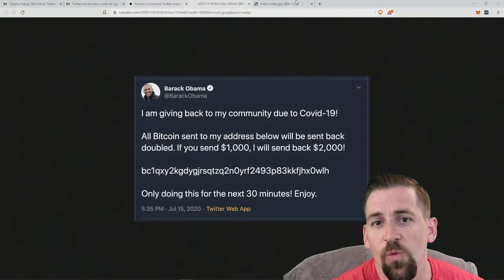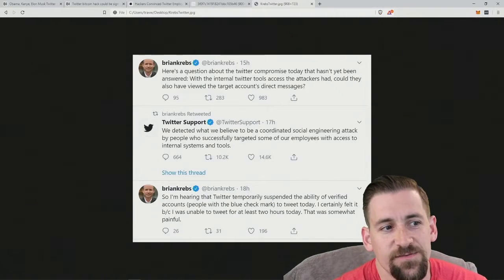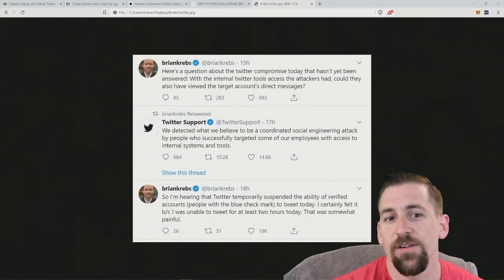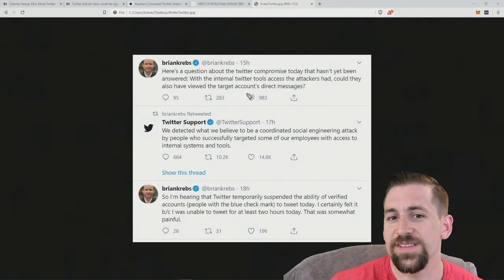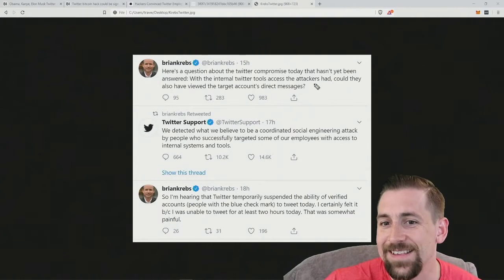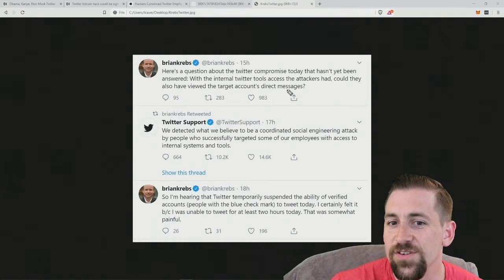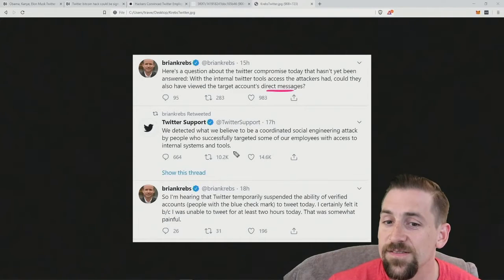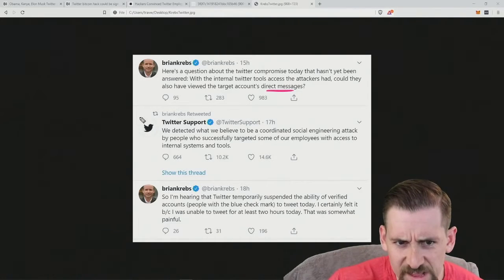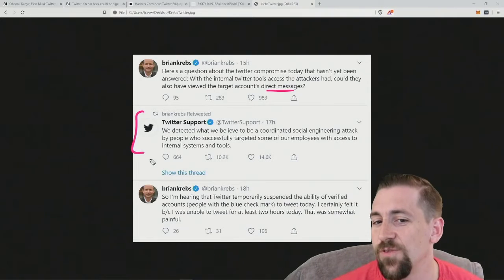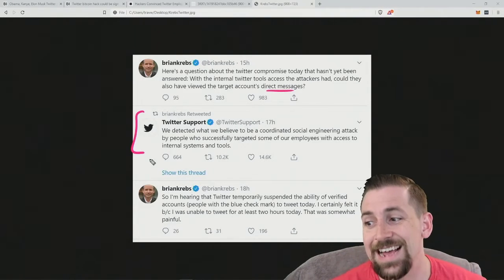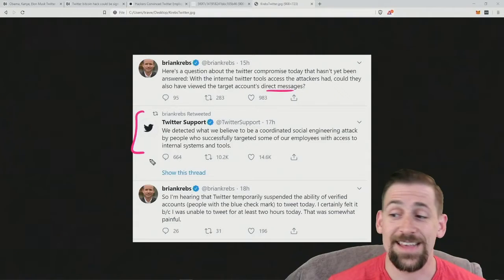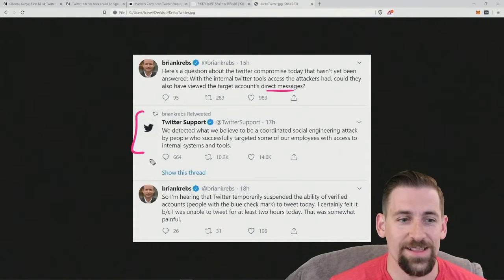Related to what happens, or what had happened and what happens from here. So one of the first questions is, what did they have access to? Could they have also viewed targets' direct messages, deleted accounts? This was Twitter's initial report. We detected what we believe to be a coordinated social engineering attack. Again, Vice has discounted this to some extent, or at least reframed it.